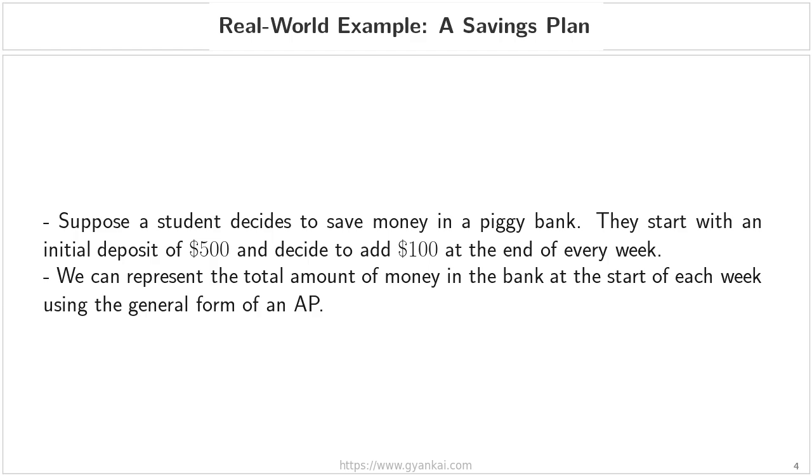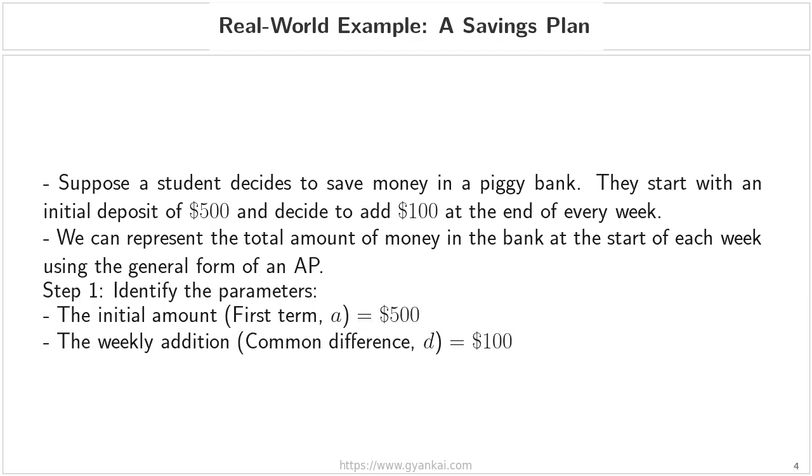We can actually use the general form of an arithmetic progression that we just learned to represent the total amount of money in the bank at the start of each week. To do this, let's follow a simple three-step process. Step 1. We need to identify our parameters, which are the key values of our sequence. Looking at our scenario, the initial amount, which represents our first term, a, is $500. The weekly addition, which is our common difference, d, is $100.